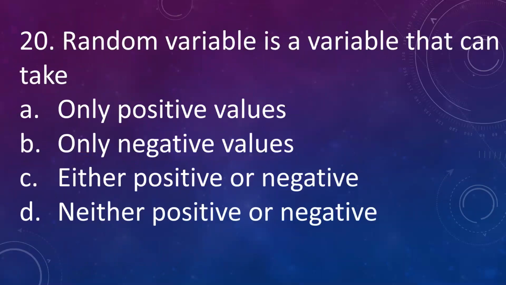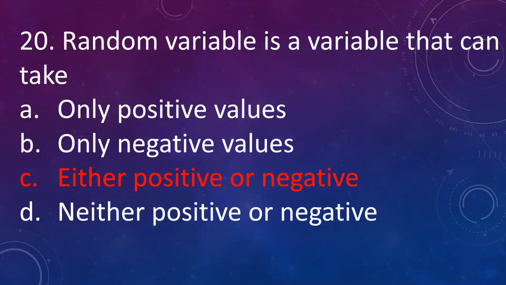Next, a random variable is a variable that can take A. Only positive values, B. Only negative values, C. Either positive or negative, D. Neither positive nor negative. Answer is C, either positive or negative. Random variables can take both positive as well as negative values.